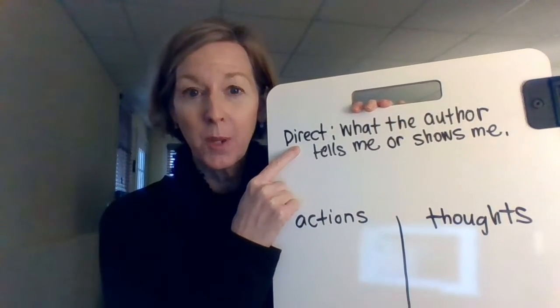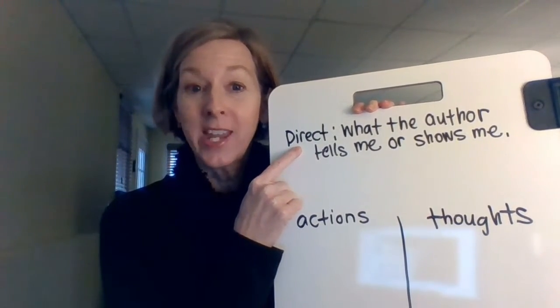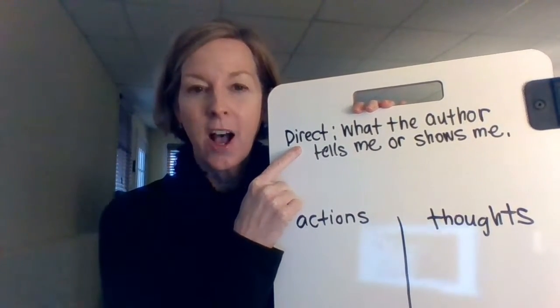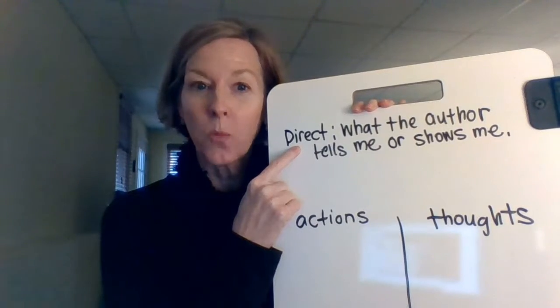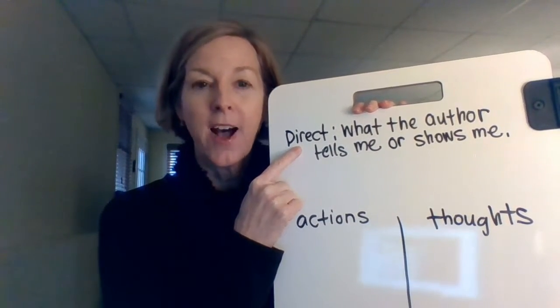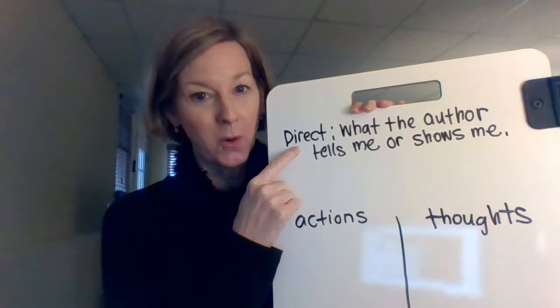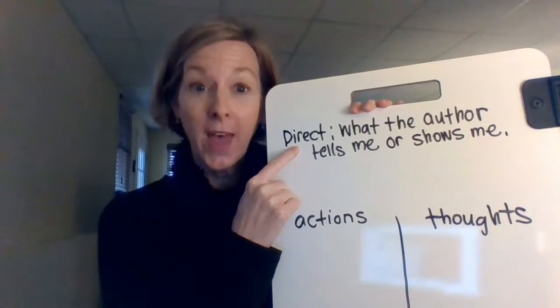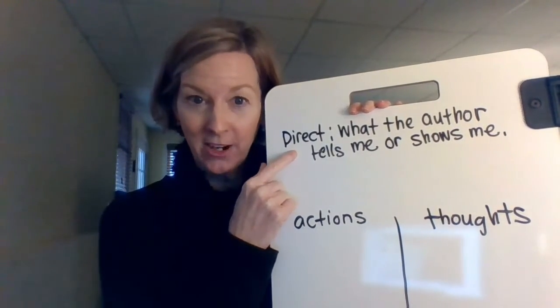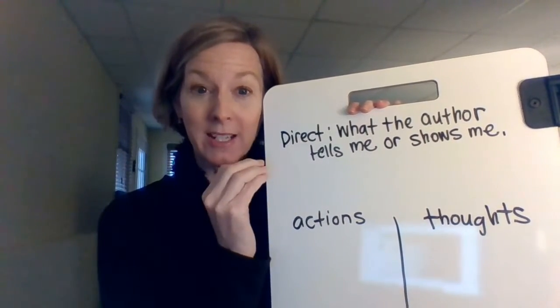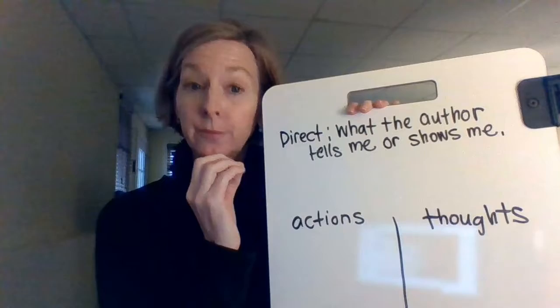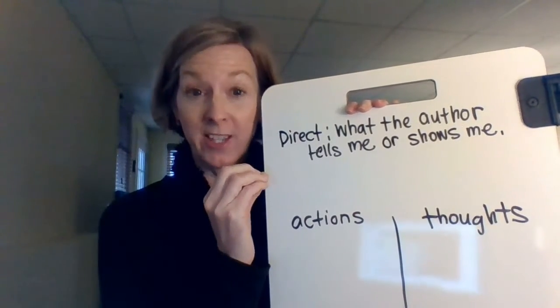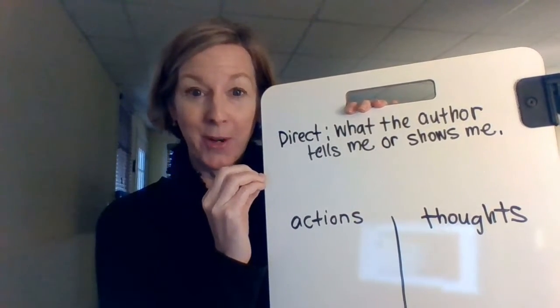Because we're looking at a picture book, there are things in the illustrations, the way that it looks, the way that the character looks, that stuff is important, I think. So that's what I would write here. What are the direct characterizations? And those are mostly going to be physical traits, okay?